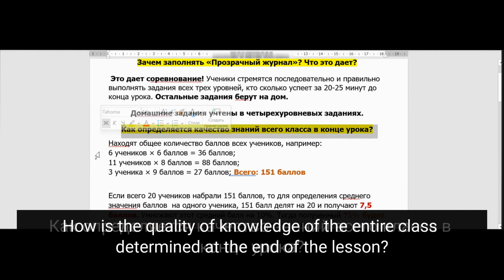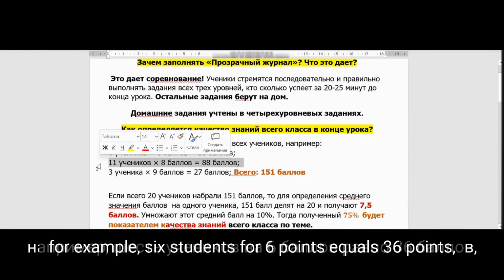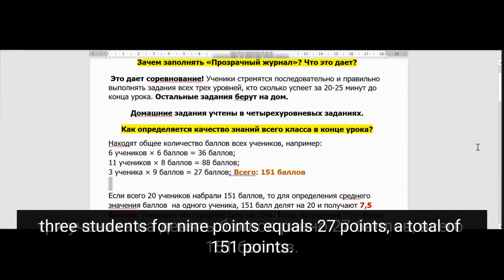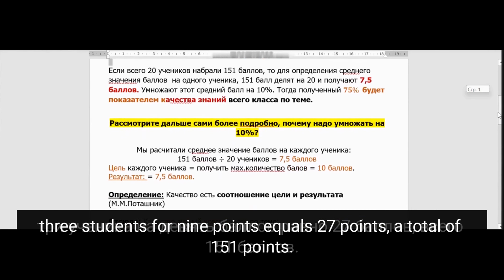How is the quality of knowledge of the entire class determined at the end of the lesson? Find the total number of points of all students. For example, 6 students for 6 points equals 36 points. 11 students for 8 points equals 88 points. 3 students for 9 points equals 27 points, a total of 151 points.